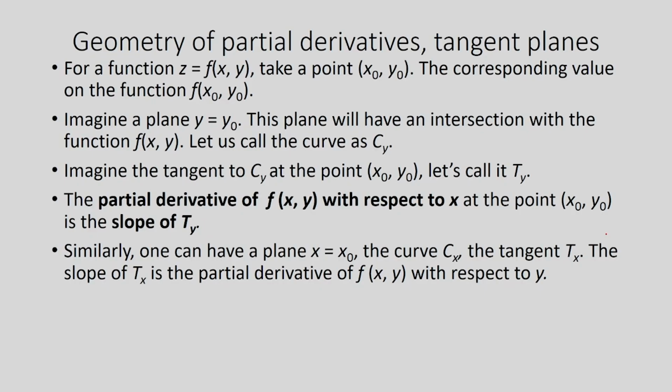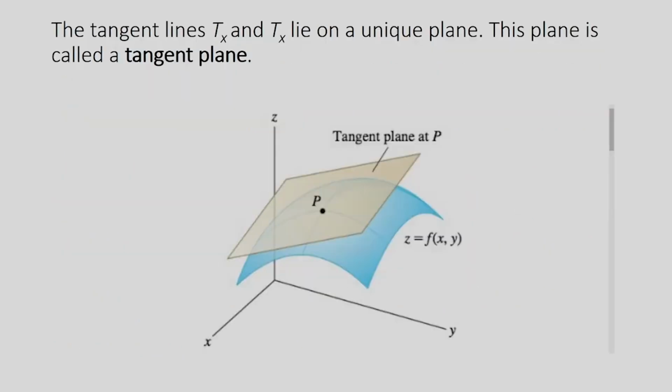These will be marginal utilities. Finally, we talk about the geometry of partial derivatives, and we talk about what are known as tangent planes. For a function of the form z is equal to f of x, y, take a particular point x 0, y 0. The corresponding value on the function will be f of x 0, y 0. If you take z is equal to f of x, y, you basically have a surface. For the time being, ignore the tangent plane and concentrate on this particular blue surface that you have got.